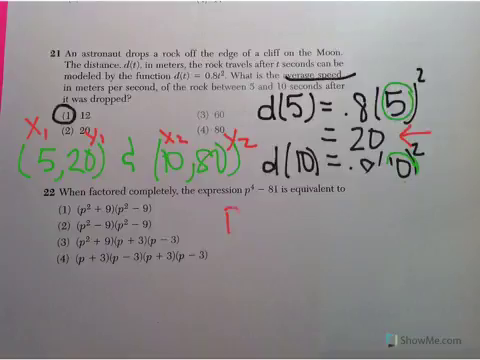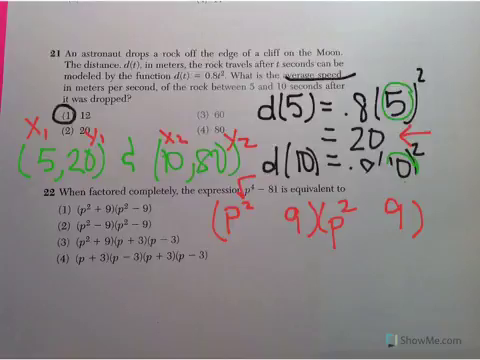When you factor by the difference of two perfect squares, you're just going to take the square root of each. So the square root of p to the 4th is p squared. That will be our first term in both parentheses. And the square root of 81 is 9. That will be our second term in both parentheses.